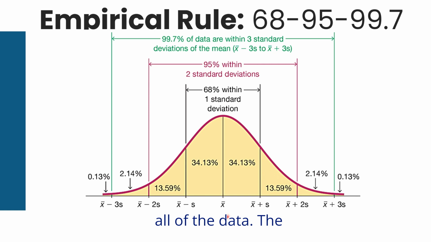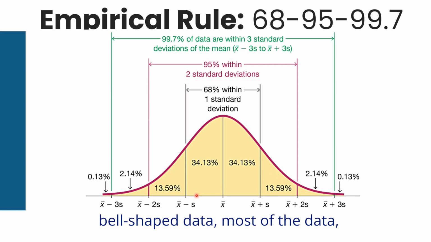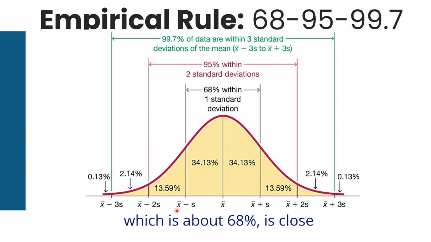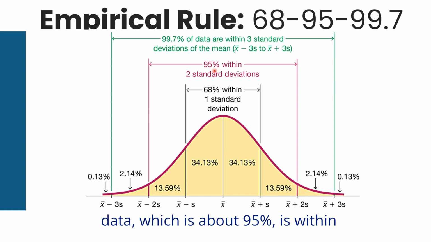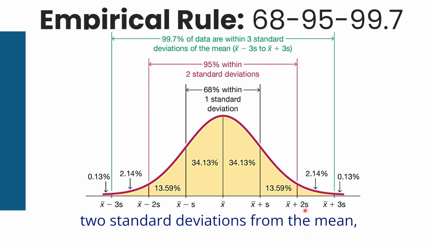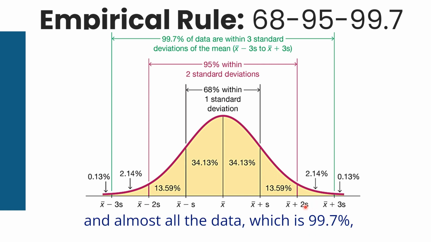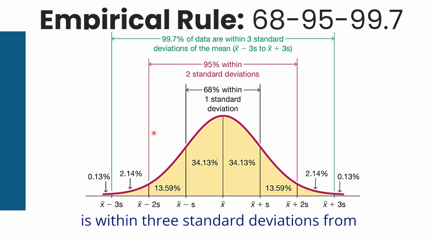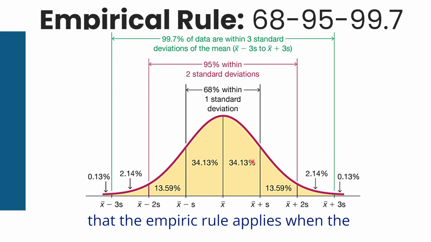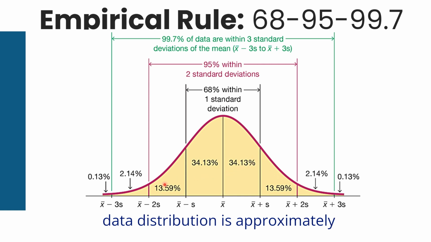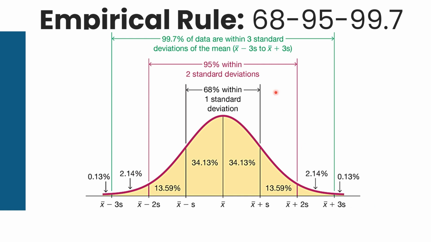The empirical rule tells you that for bell-shaped data, most of the data, which is about 68%, is close to the mean. The vast majority of data, which is about 95%, is within two standard deviations from the mean. And almost all the data, which is 99.7%, is within three standard deviations from the mean. It is important to note that the empirical rule applies when the data distribution is approximately bell-shaped.